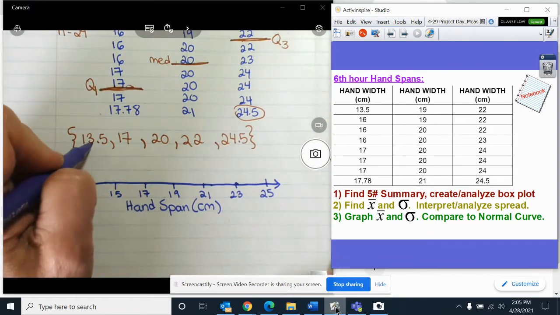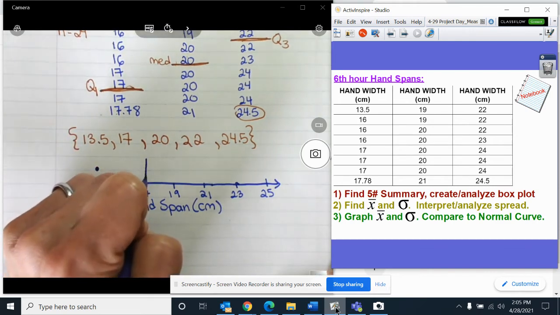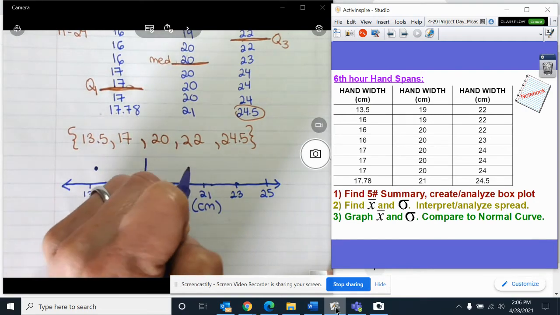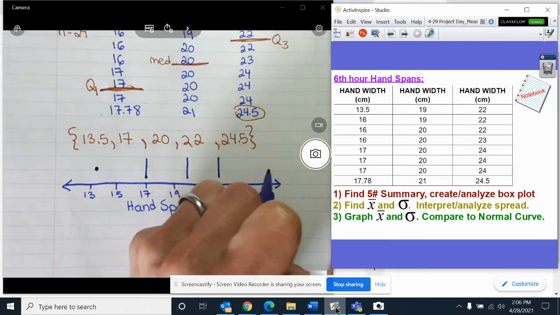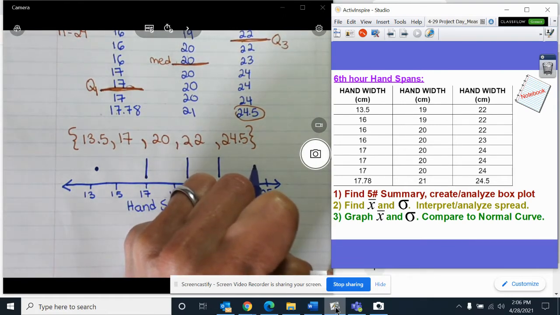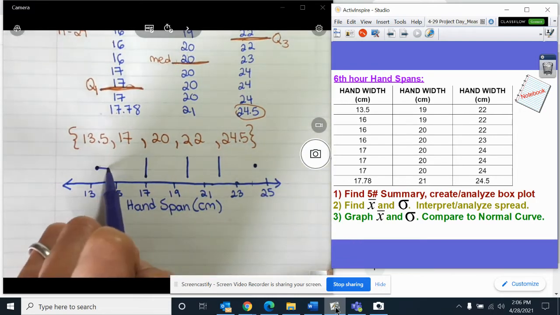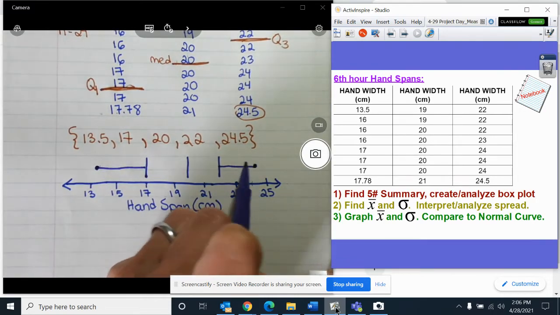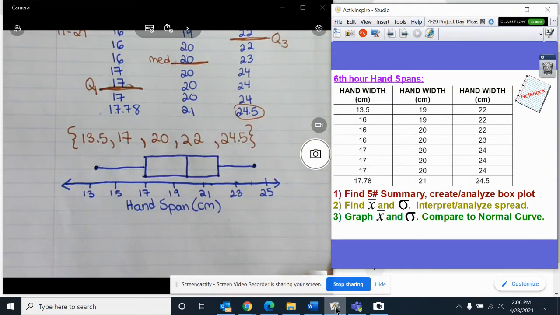And then I'm going to plot the data. 13.5, just a little past 13. Then here's the first quartile. Here's our median, our third quartile, and then our maximum is almost 25, 24.5. 24 would be about right here, so in between there. And then the whiskers, and then here is the box. And so there is our box plot.